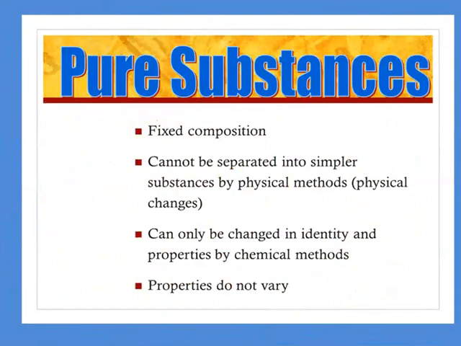Pure substances have fixed composition, cannot be separated into simpler substances by physical methods or physical changes, can only be changed in identity and properties by chemical methods or chemical reactions, and the properties do not vary. These pure substances do have definite melting and boiling points. These are also homogeneous in nature.